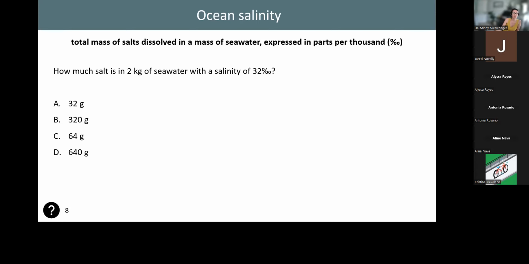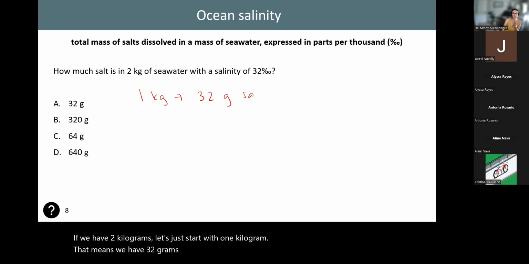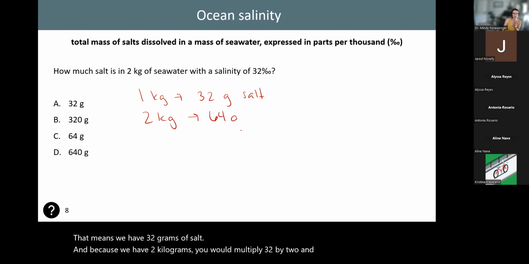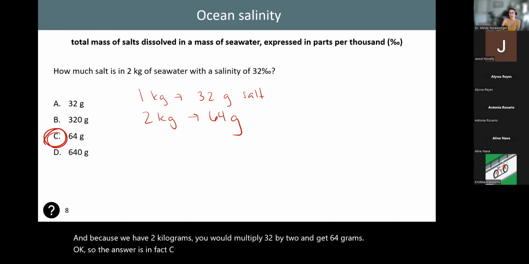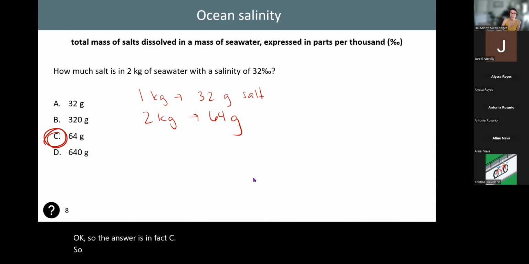Okie dokie. So it is grams per kilogram. So if we have 2 kilograms, let's just start with 1. 1 kilogram, that means we have 32 grams of salt. And because we have 2 kilograms, you would multiply 32 by 2 and get 64 grams. Okay, so the answer is in fact C. So it's not that much salt, but it does make a difference.